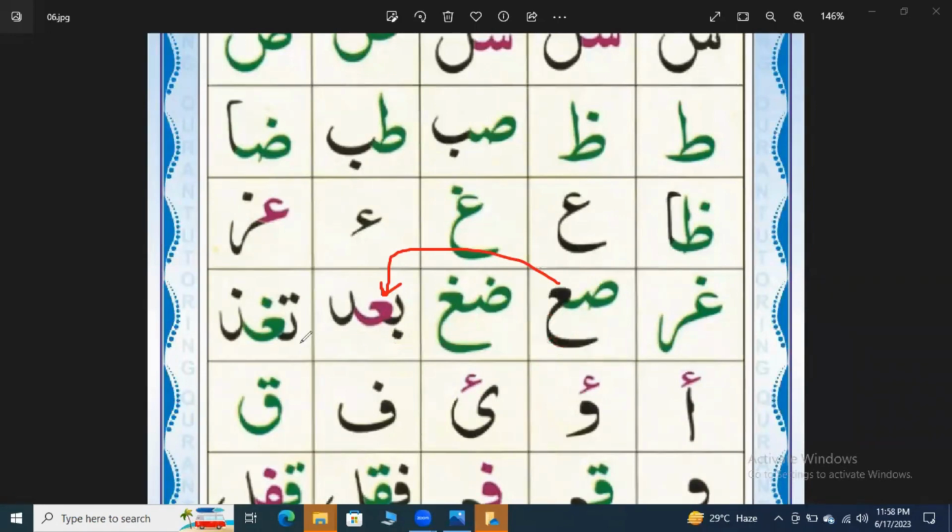Next word is Ta. This one is Ta because it has two dots on the top. And now they have taken this Ghain and written here, and they have cut this part of it. So this one is Ta, and this one is Ghain, and this one is Dal, because Dal has one dot on the top. So it is Ta, Ghain, Dal.